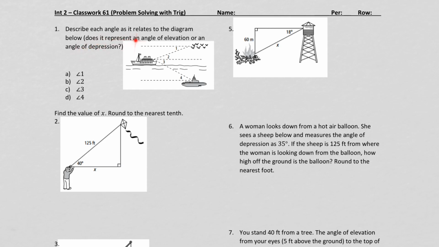Does it represent an angle of elevation or an angle of depression? Remember, an angle of elevation means you're going to be looking up at something, and an angle of depression means you're looking down. So angle 1 in this picture is from the bird's perspective. If I'm a bird looking down at a boat, I'm going to create this angle here. And because I'm looking downwards towards the boat, that's going to be an angle of depression. So I'll just put DEP for depression.